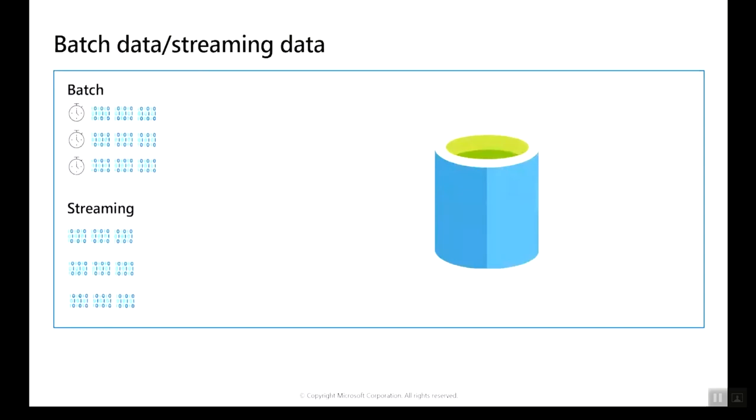Exactly when each of these groups is processed can be determined in a number of ways. So for example, you can process the data based on a scheduled time interval, say for example every hour, or you could use some trigger.